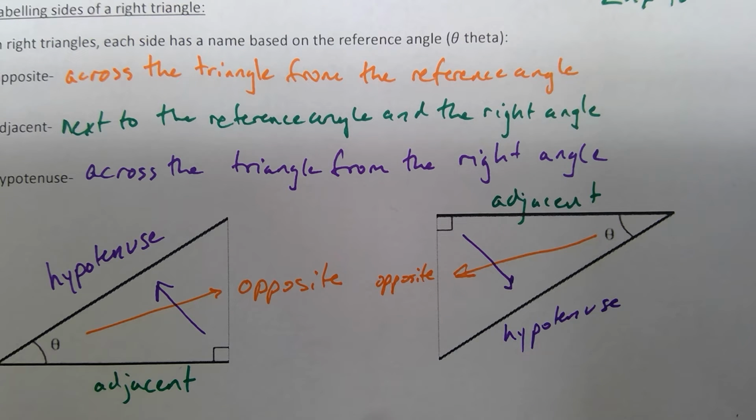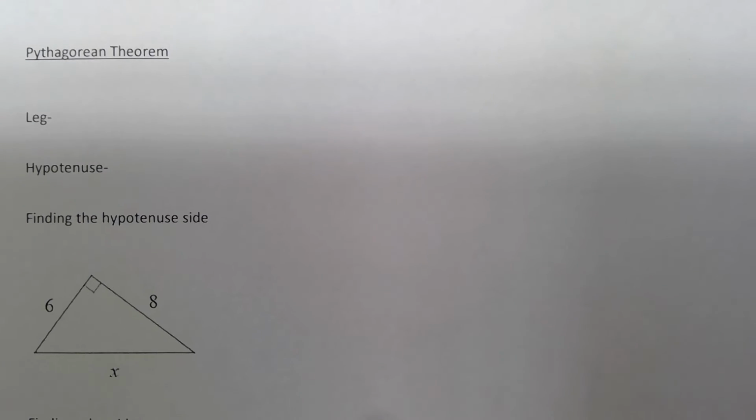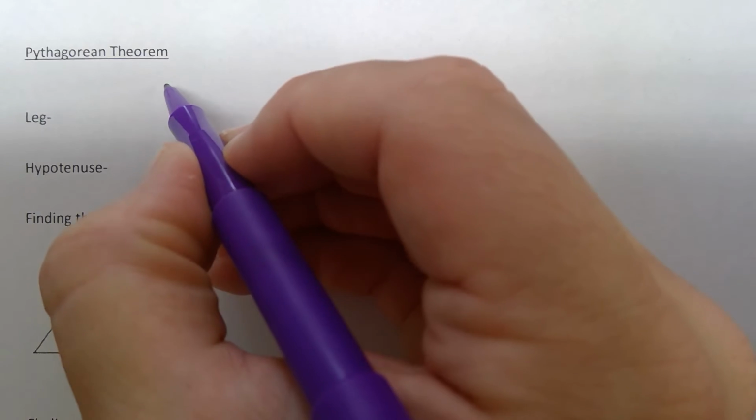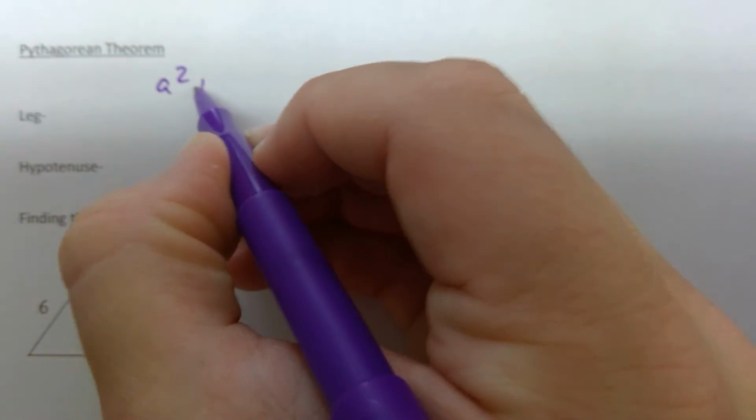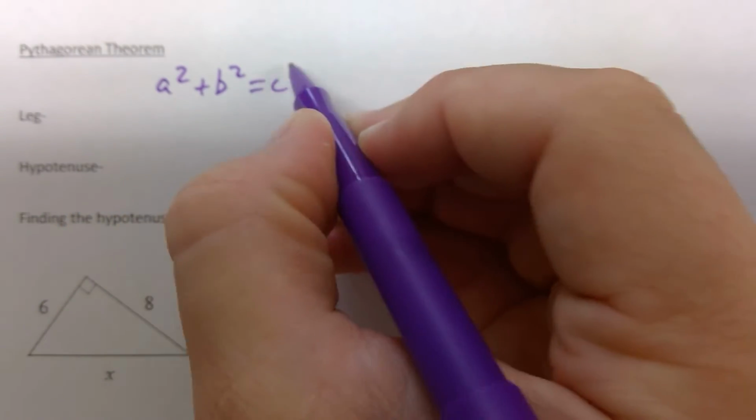Okay, so we'll do some more work on labeling these sides throughout our unit. So now we're going to bring back a little bit of review, and we're going to remember one of our favorite equations. And our favorite equation is the Pythagorean theorem. So the Pythagorean theorem is going to be a squared plus b squared equals c squared.